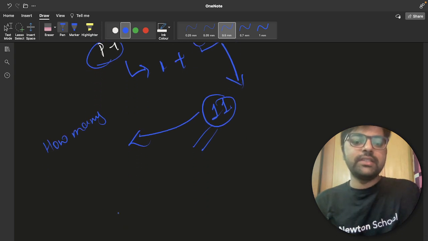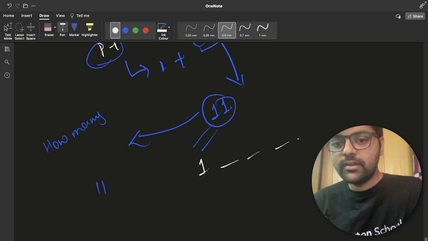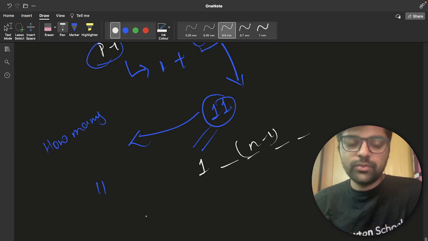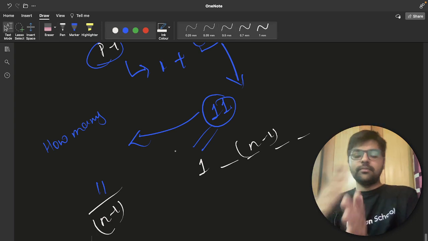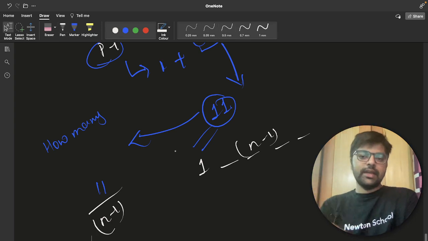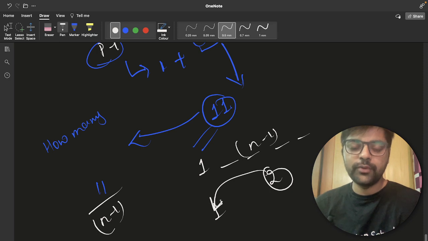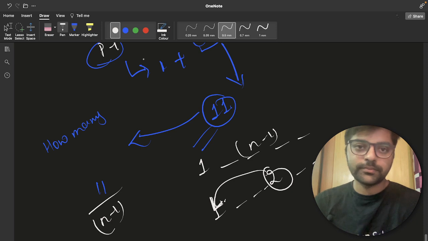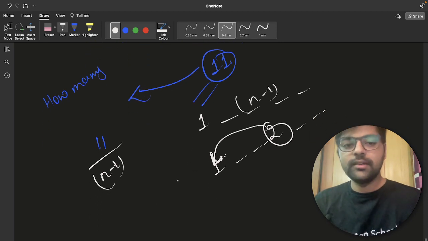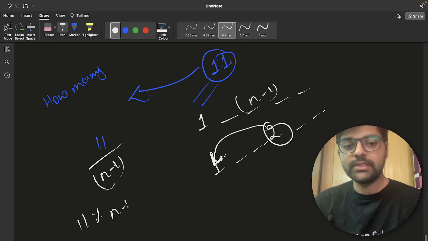Then how can you calculate this? Let's say there were n minus 1. In this circular query, let's say some person 2 was here and 1. So at least this many times it will come to fight with 1, right? This is clear, and there will be some games left, 11 modulus n minus 1.